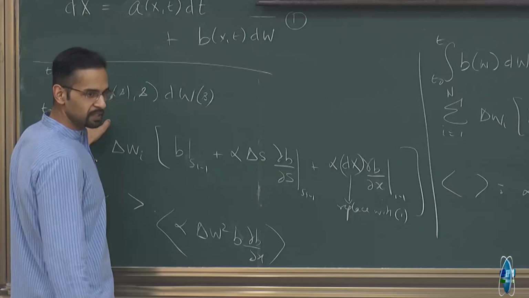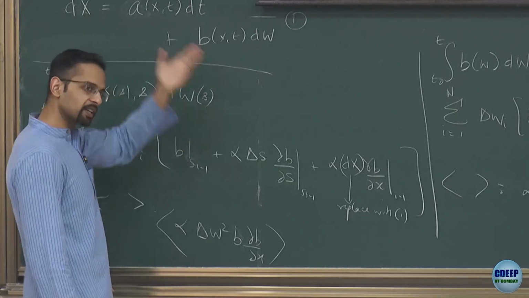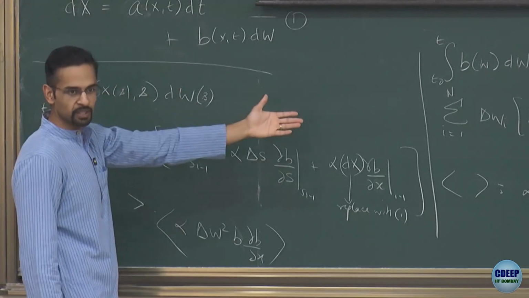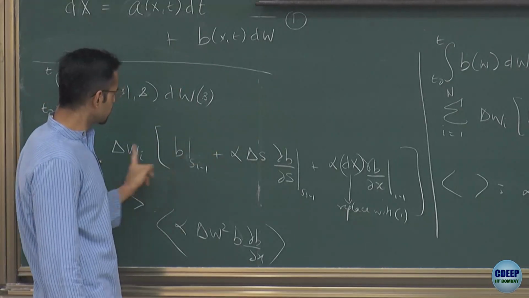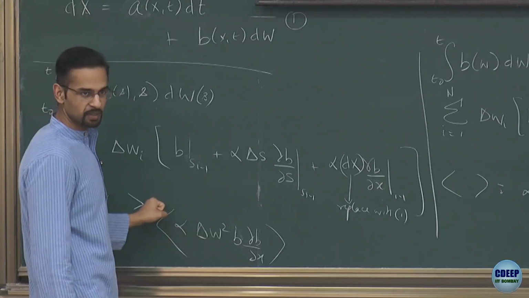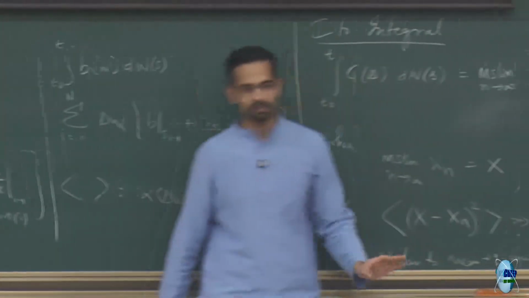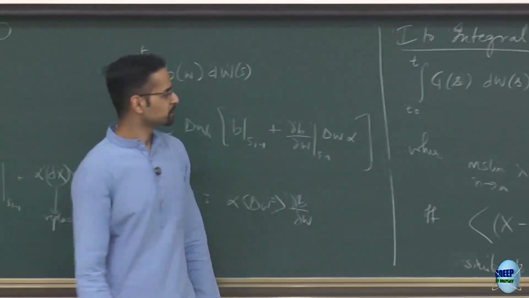So the value of b here at Si minus 1 is correlated to the previous time. But it should not be correlated to the future time. Only in that case, this delta W average is 0. Okay, so that's what we mean by non-anticipatory. So I will not say this again because this is what the case is going to be during the course.